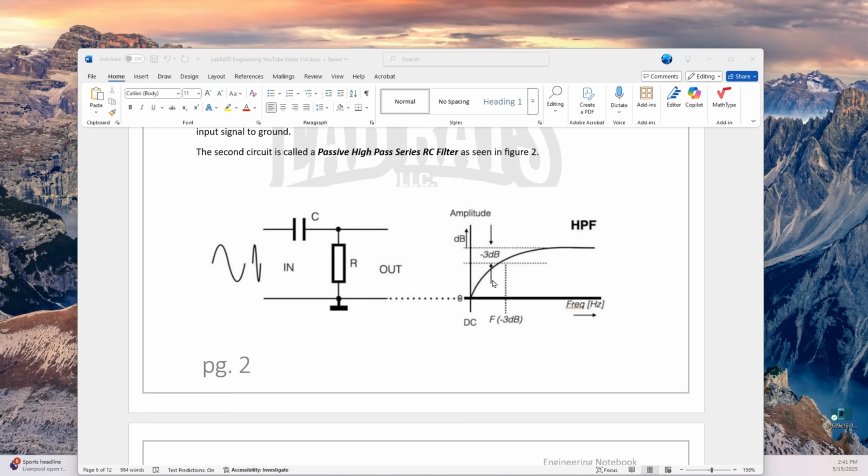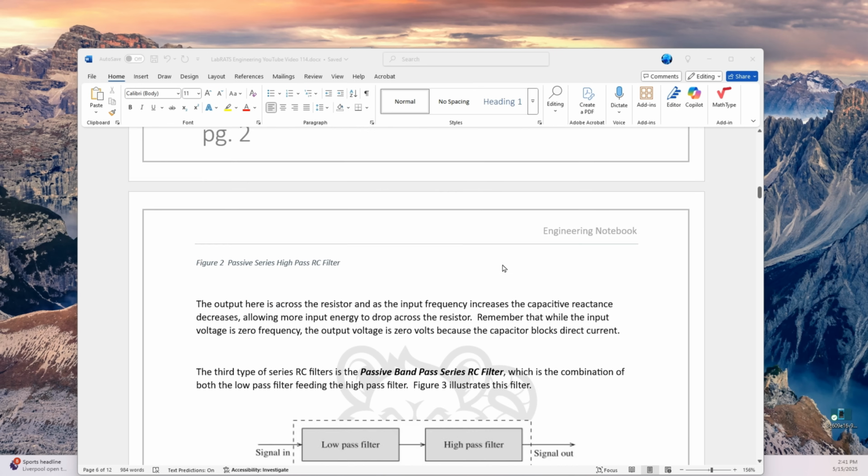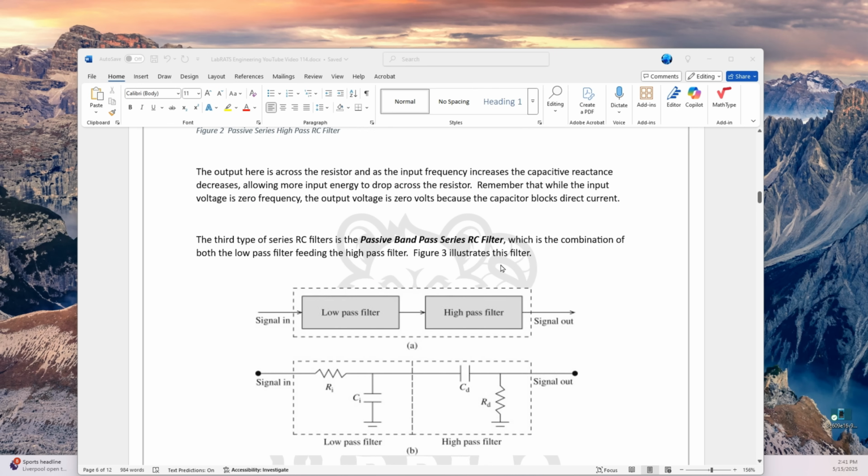And this would be the high-pass filter with a cutoff in the low frequency range. The output here is across the resistor. As the input frequency increases, the capacitive reactance decreases, allowing more energy to drop across the resistor. And remember that while the input voltage is zero frequency, the output voltage is 0 volts because the capacitor blocks direct current. It only passes displacement current.